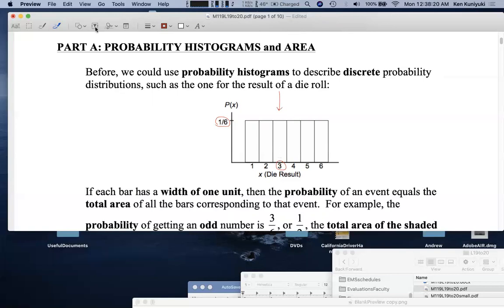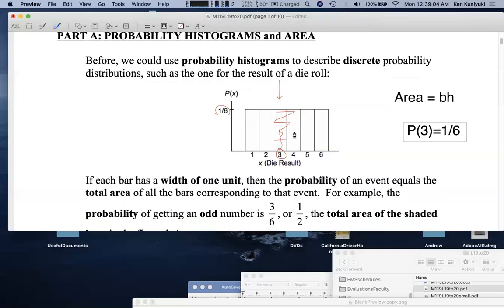Well, you know the formula, area of a rectangle is given by base times height. Here, the base, or the width here, is 1 unit. We're going to assume that each of these bars has width 1 unit. The height is the probability, 1/6. And therefore, the area of the bar inside here is going to be 1 times 1/6, or 1/6. That's the probability of getting a 3. The probability of getting a 3 on one die is 1/6, which is the area of this corresponding bar.